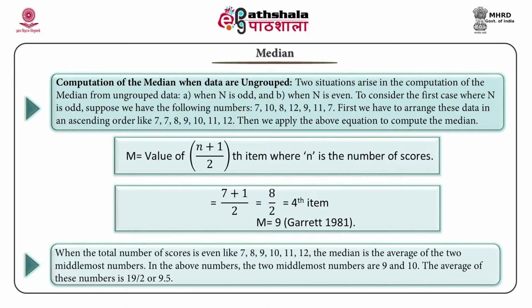When the total number of scores is even, like 7, 8, 9, 10, 11, 12, the median is the average of the two middlemost numbers. In the above numbers, the two middlemost numbers are 9 and 10. The average of these numbers is 19 divided by 2 or 9.5.